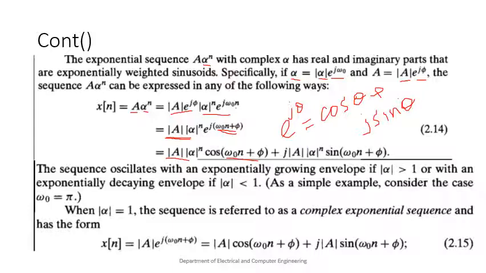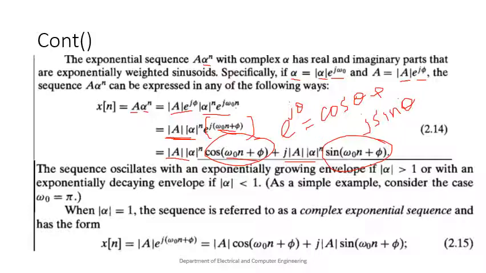If you open this, we will multiply this magnitude with both the quantities. So j, a magnitude, alpha and sine of theta. Now we know that this is sinusoidal, this is sinusoidal, but we know that a magnitude alpha raised power n. Now the sequence oscillates with an exponentially growing envelope.